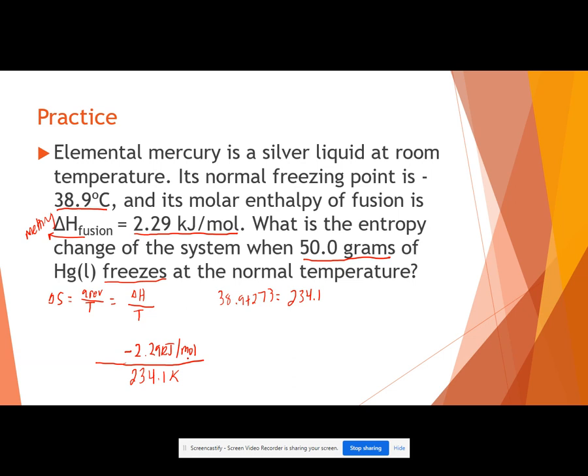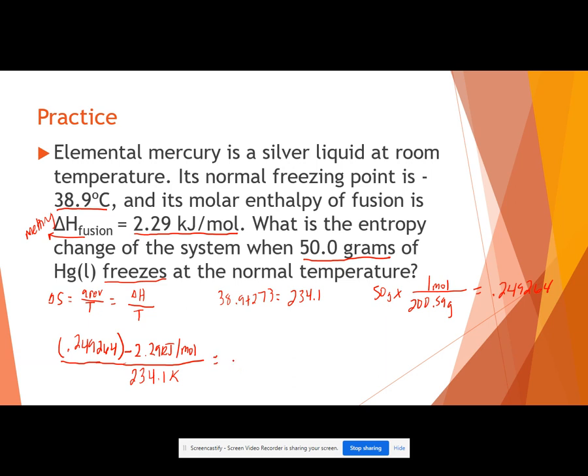The last thing that we have to do is get rid of our moles. Well, it doesn't give us moles in the problem, but it does give us grams. Here, you can change grams to moles. So 50 grams, if we want to get to moles, using molar mass. You would have to look on the periodic table and see that mercury's molar mass is 200.59. If you divide that, you get 0.249264. And you can go ahead and plug that into the top part of our problem. 0.249264 times delta H divided by T.